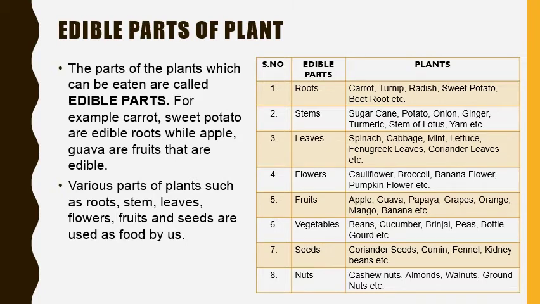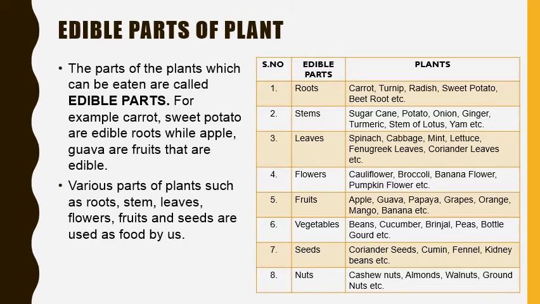Like in the table, it is being clearly shown, the roots of plants that we consume as food are carrot, turnip, radish, sweet potato, beetroot. These are all root parts of the plant. Sugarcane, potato, onion, ginger, turmeric, stem of lotus, yam, they are the stem part of the plant. Although potato, onion, ginger, turmeric are underground stems.